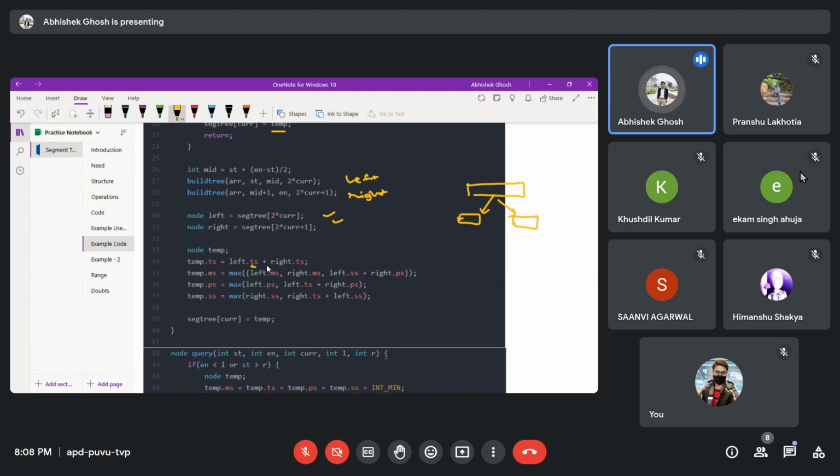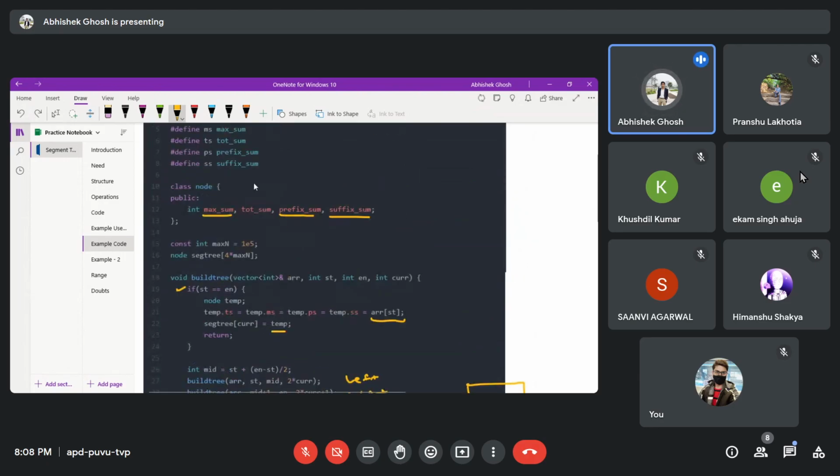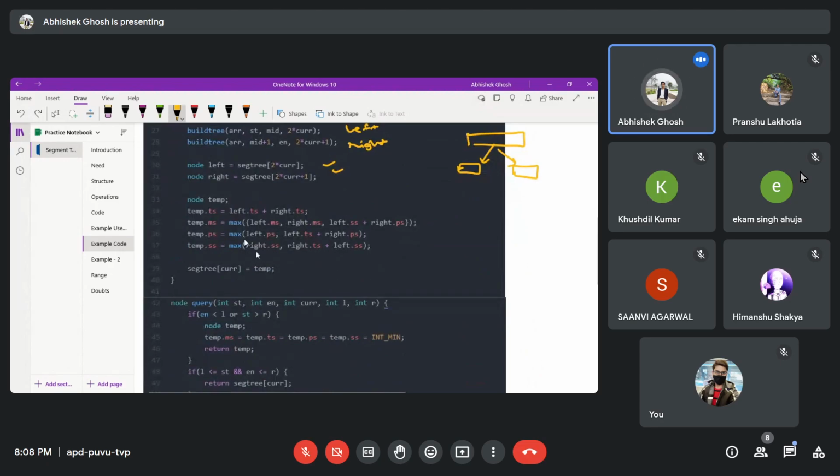So TS is basically total sum. I've created preprocessor directives for this. Total sum for the complete parent would be total sum of left and total sum of right. Cool. Maximum sum considers 3 cases. One, when the maximum sum lies completely in the left child, like this. Two, completely in the right child, like this. Or three, a part of both. In the third case, the suffix sum of the left child and the prefix sum of the right child will be added. This is the suffix sum, this is the prefix sum of right. Both of them have to be added, and taking the maximum gives the maximum of the parent.